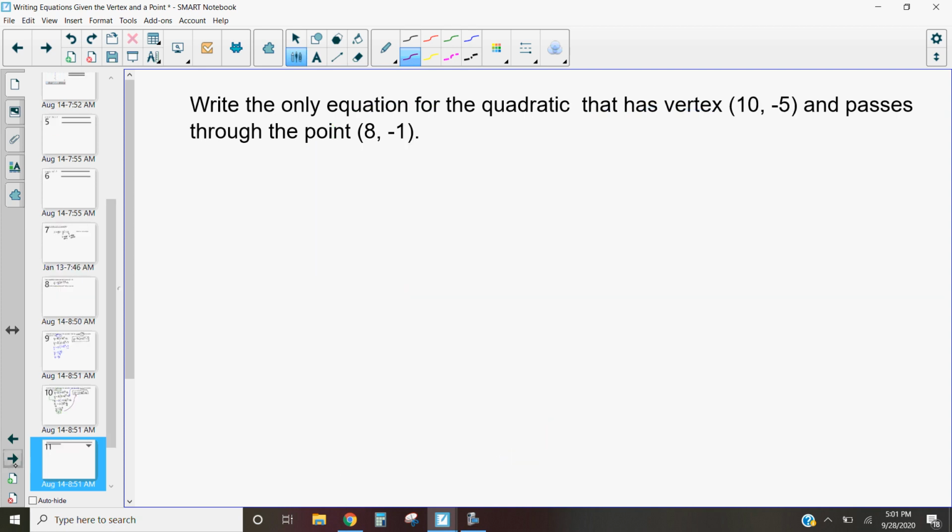So I want you to give it a try. Using our vertex and our point, write an equation. Go ahead and pause the video, do that. When you finish, unpause the video, and we'll go over it together. So take a second to practice this one on your own.